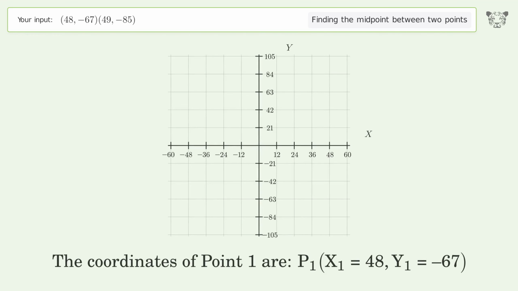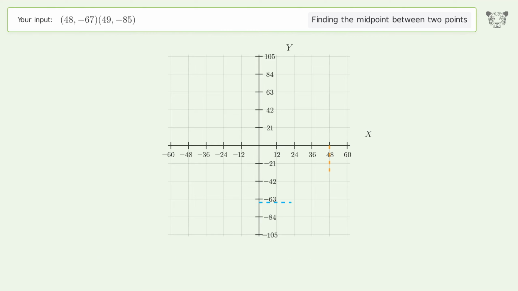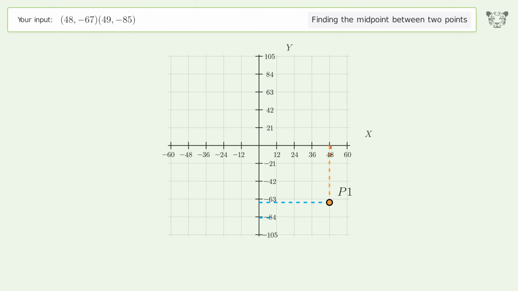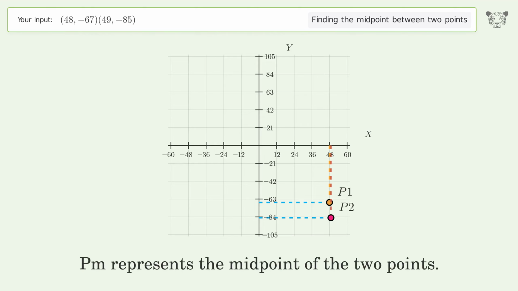The coordinates of point 1 are, x1 equals 48, y1 equals negative 67. The coordinates of point 2 are, x2 equals 49, y2 equals negative 85. PM represents the midpoint of the 2 points.